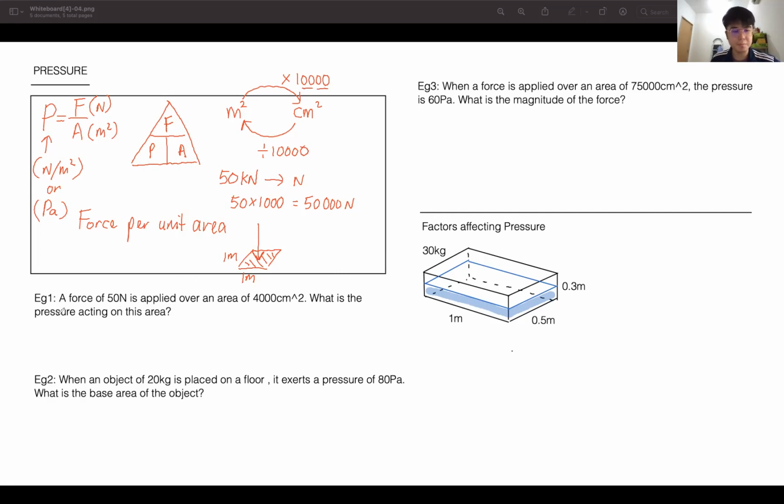Okay, so these are the few things that you need to know. And then example, a force of 50 Newton is applied over an area of 4,000 cm squared. Okay, simple calculation. What is the pressure acting on this area? Pressure, force over area, 50 divided by, change this to meter square. So you divide 10,000, 0.4. 125. You can leave your answer in Newton per meter square, or you can put it in Pascal.